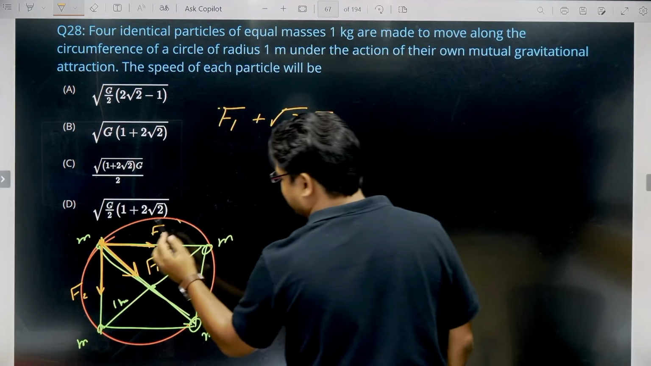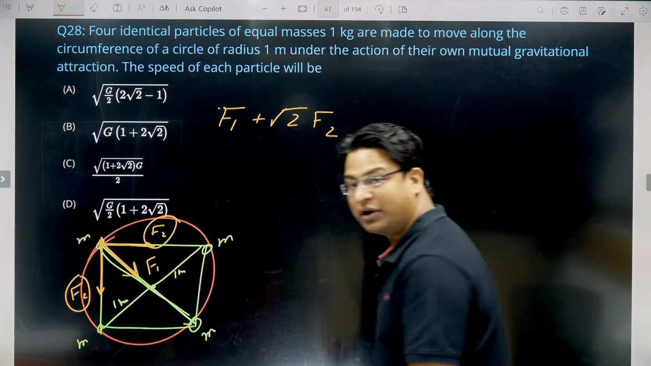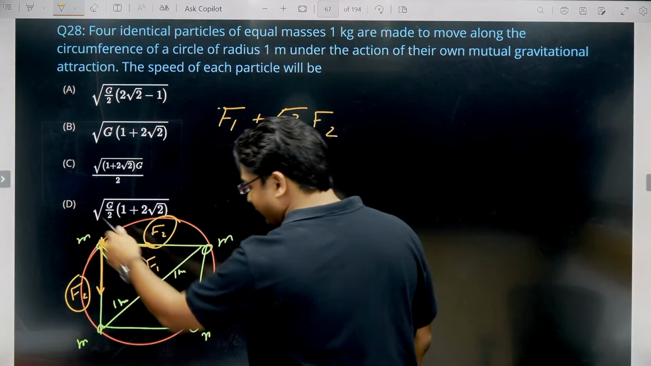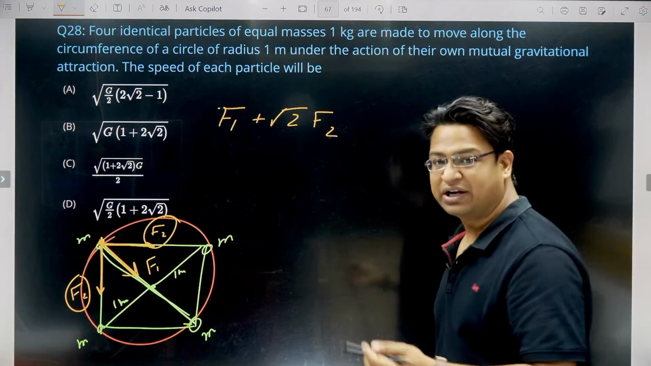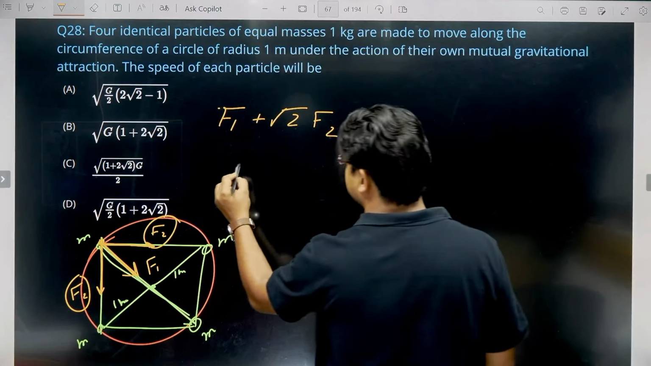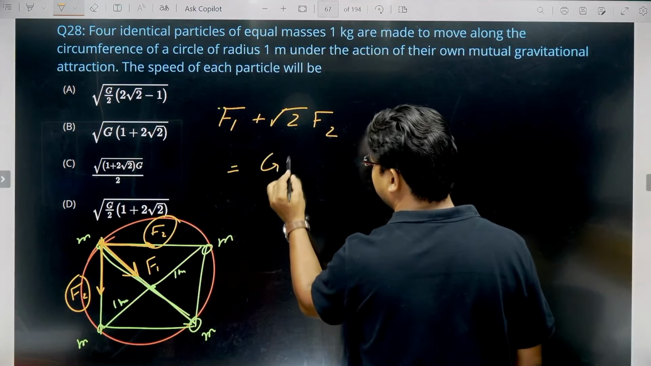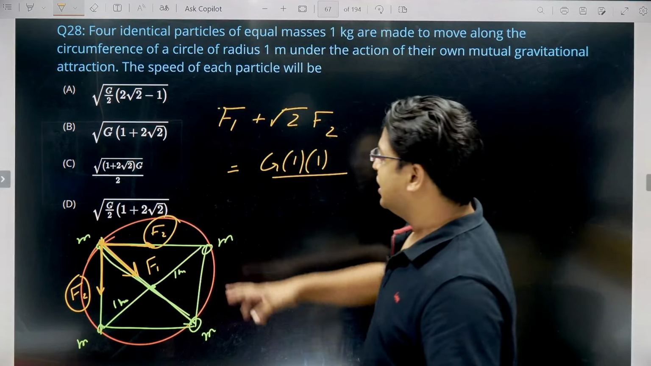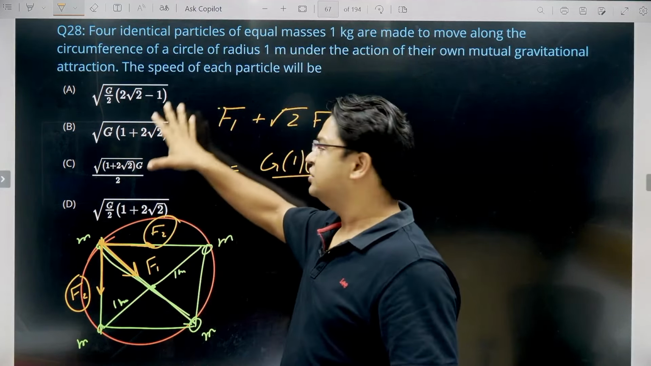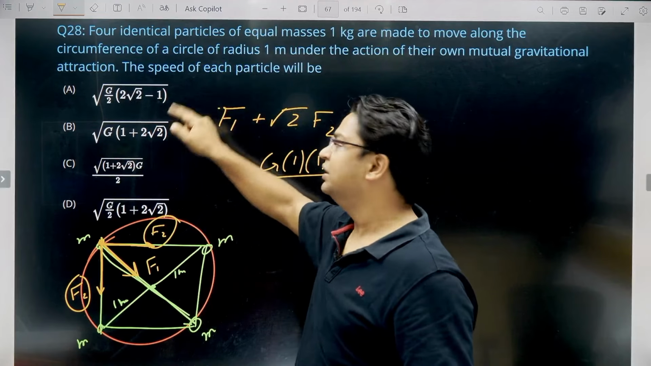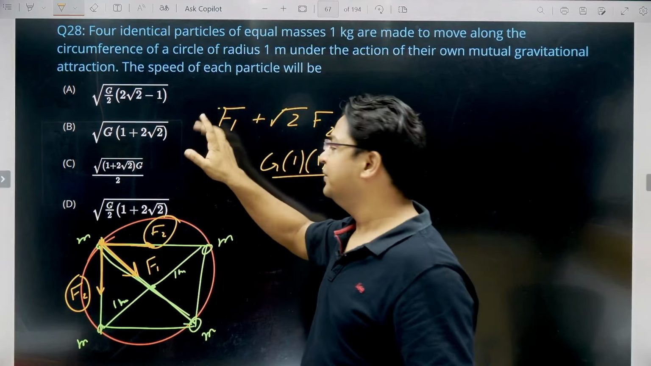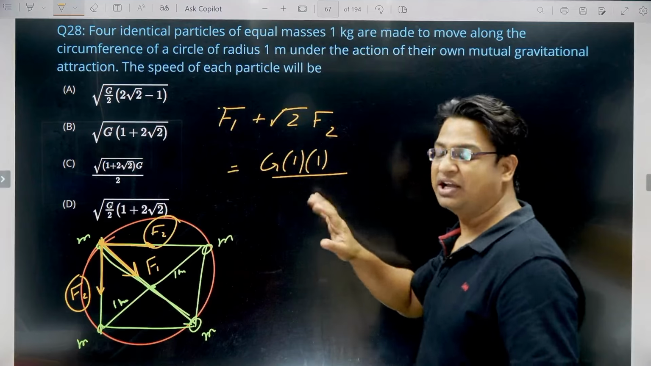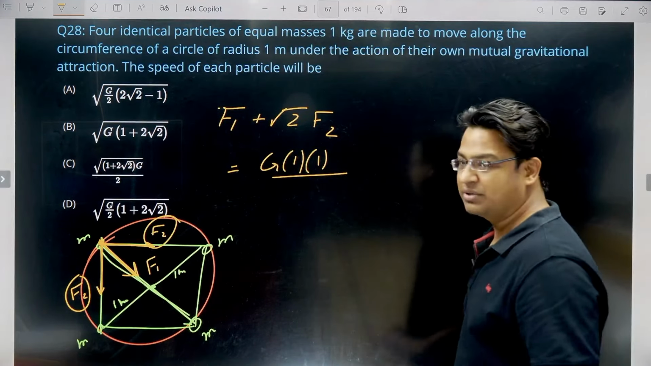Notice that the resultant of F2 and F2 will be root 2 times F2, and it will be along the diagonal. So it will directly add up with F1. Now we have to just substitute the values. So F1 will be G into 1 into 1. I've already seen the options, and they are only in terms of G. So the mass has already been substituted, the distances have already been substituted, and only the value of G has been left unsubstituted.